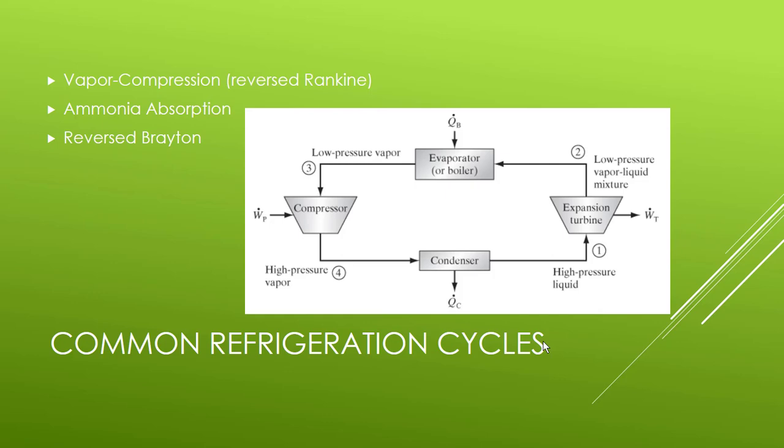And then finally we have the reversed Brayton cycle. The reversed Brayton cycle, you would most likely think of this in terms of what you could use, say, in an airplane where you've already got a lot of gas flowing through a system, and you can use that to do some cooling. So these are our common refrigeration cycles. Again, I can link you to some other videos that will go into these in more detail.